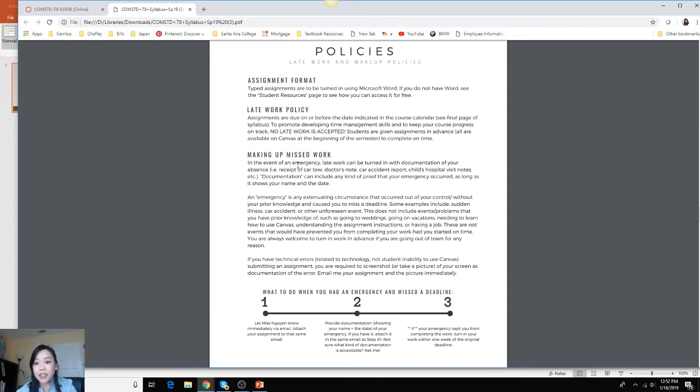So by that definition, an emergency is something that is extenuating circumstances, meaning you had no idea it was going to happen and it severely prevented you from turning in the assignment on time. This does not include things like going on vacation, going to weddings, having a job. Those are things that you know about in advance. And if you know about them in advance, you should be doing assignments in advance.